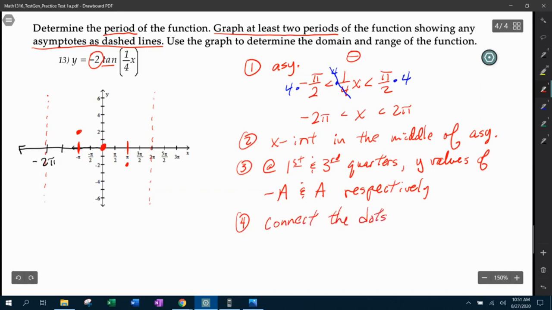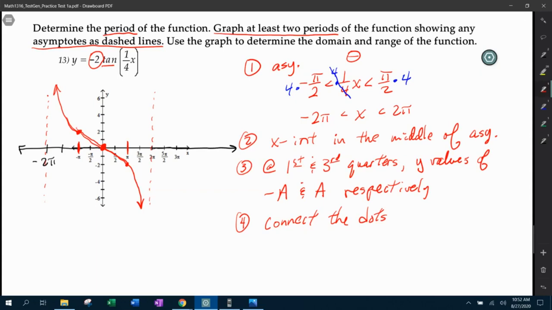And then step number 4, we're going to connect the dots. Okay, so the asymptotes are the boundaries, and the graph is going to come in, approaching the asymptote. It's going to kind of do a squiggle through these points here, and then it's going to come down and approach the other asymptote. So that is one period of the function. They want us to graph at least 2 periods. And so we're going to extend this out just a bit, and I'm going to have to scrunch it to make it fit here, okay?